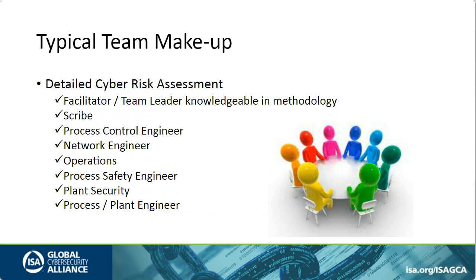Typical team makeup. Once again, you've got your facilitator, team leader, and once again, that person needs to be knowledgeable in whatever methodology is being used. You might add a scribe. You'll still have your process control engineer. But now, as before, you didn't really need input from IT. Now, you need someone with IT-type skills. We'll call them a network engineer. Preferably, that person is also knowledgeable in control systems, okay, not just IT networks, but a network engineer is very important at this stage.